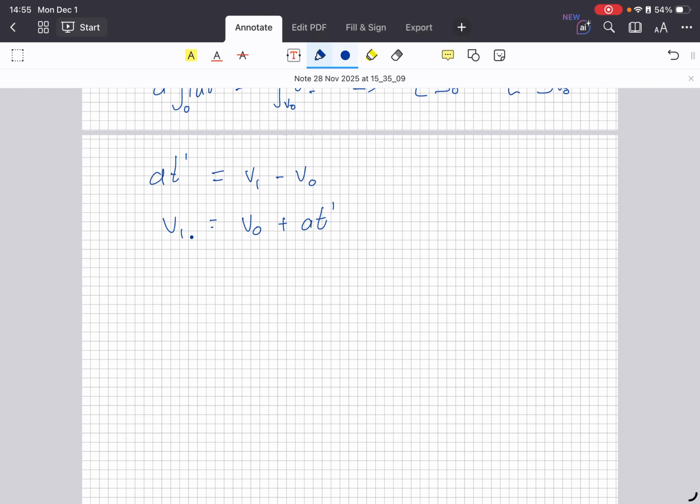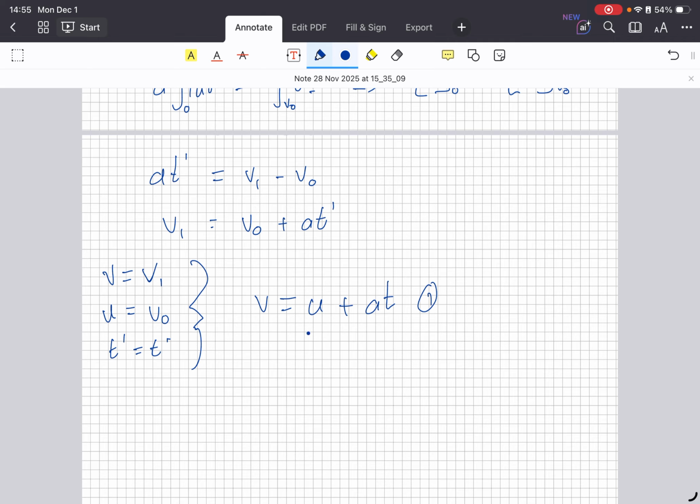So if we say that our final velocity we label v, and our initial velocity we label u, and we just relabel t prime as t, then all of these together give us the equation that you should be familiar with: v equals u plus at. That's one of our SUVAT equations.